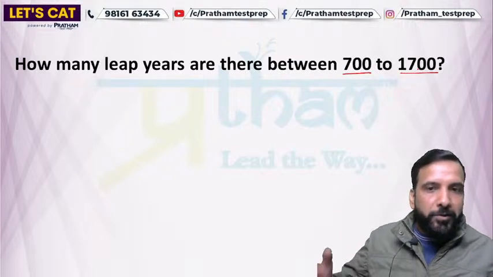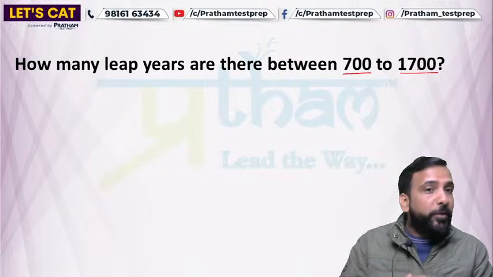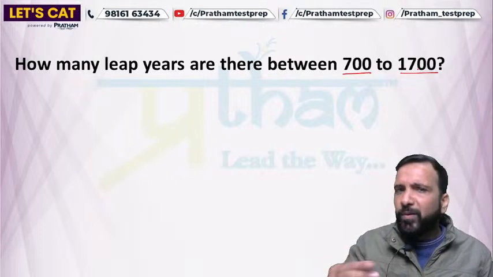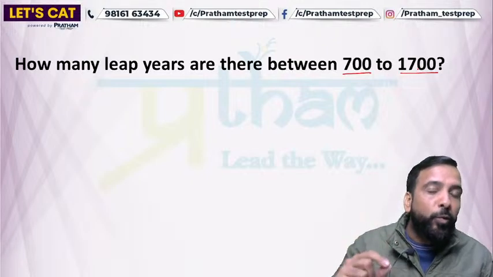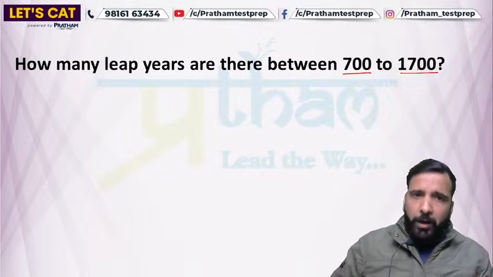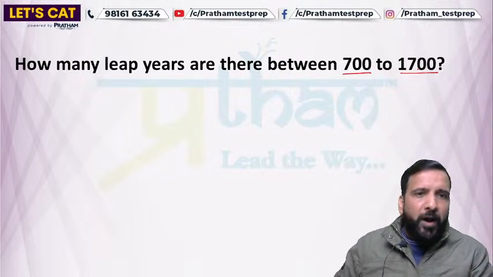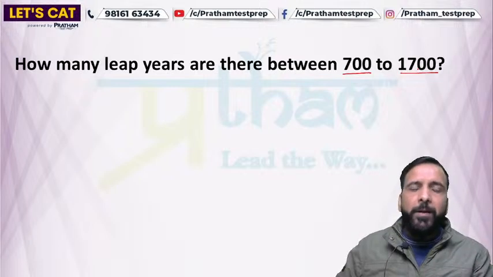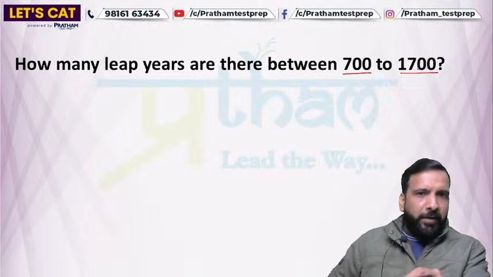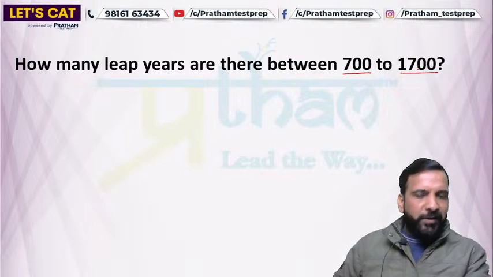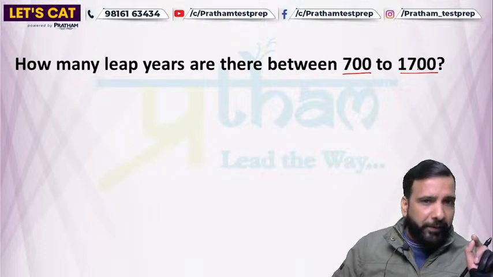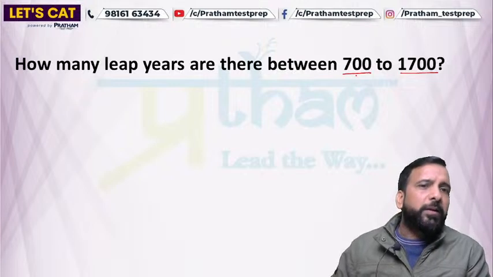That is a very big gap, right? From 700 to 1700, how many leap years are there? Students think what a big question this is, very time-consuming. No, you can solve this question within 5 seconds if you know the correct method, right? Generally, a leap year comes after every 4 years, everyone knew this until now. But according to the correct definition I just told you, if the given year is a non-century year, it must be divisible by 4, and if it is a century year, it must be divisible by 400, right? So how will we solve the question?